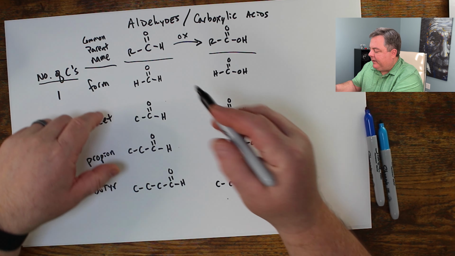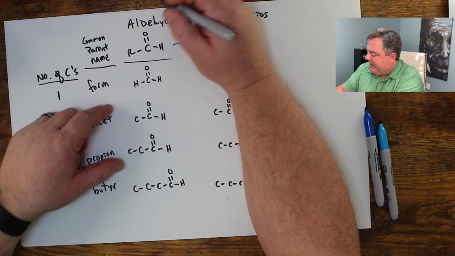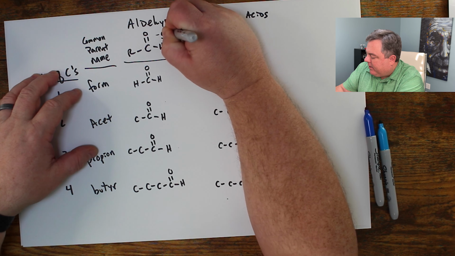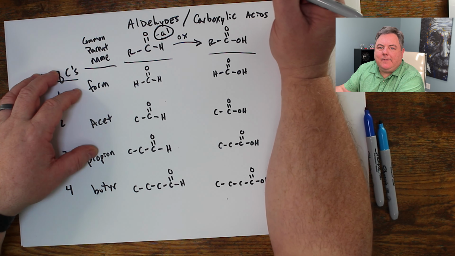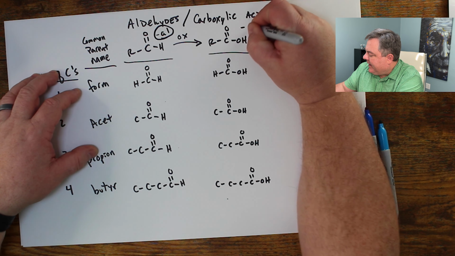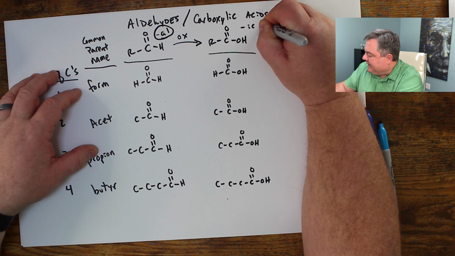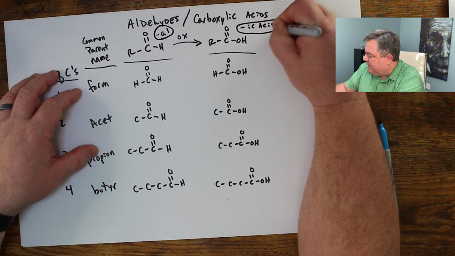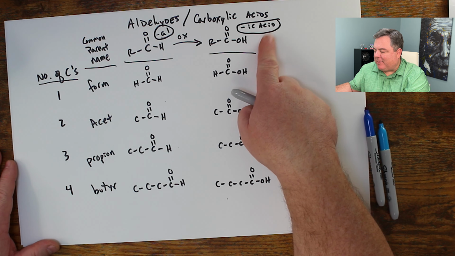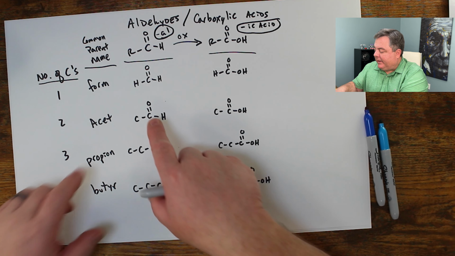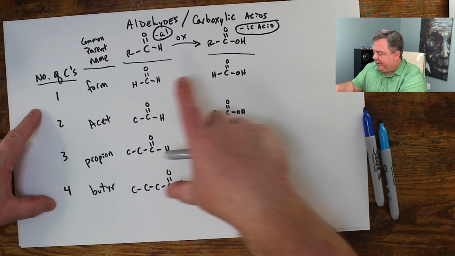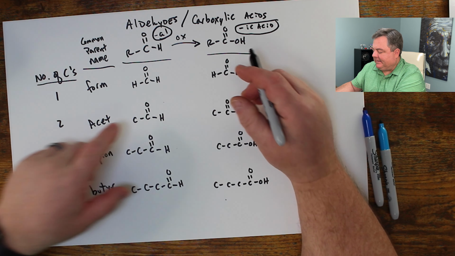So the way to name them is, aldehydes: you can tell you have an aldehyde because it has an AL suffix on the end of the word, al. And carboxylic acids, they end in ic acid. So if you see ic acid on the end of the name, that means you have a carboxylic acid. So let's just name the first 4 simplest aldehydes and carboxylic acids.